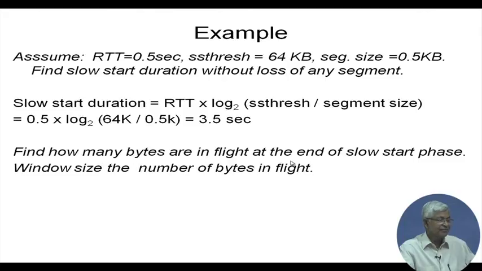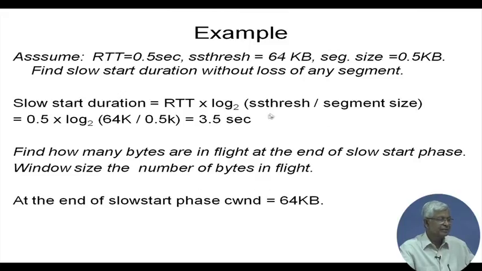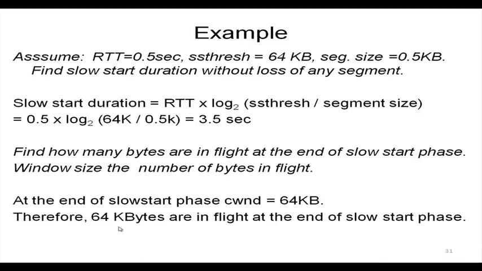Find how many bytes are in flight at the end of slow start phase. The window size is the number of bytes in flight. So, since we are reaching the SS threshold level, at the end of the slow start phase it is 64 kilobyte, which is the already specified SS threshold. Therefore, 64 kilobyte are in flight at the end of the slow start phase.